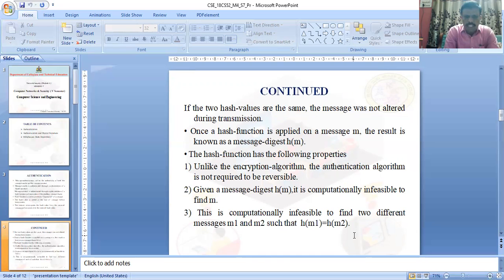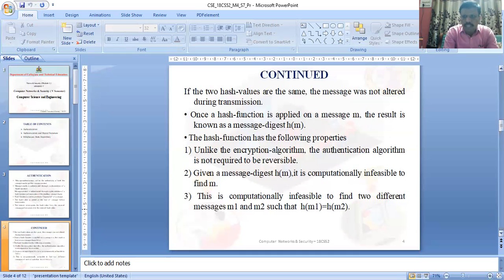Also, it is computationally infeasible to find two different messages, suppose M1 and M2, that are hashed such that H(M1) equals H(M2). Even if both were equal, it is computationally infeasible to find two such different messages. That is a strong hash function.